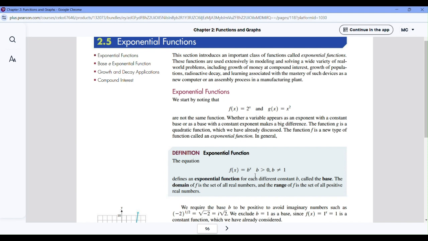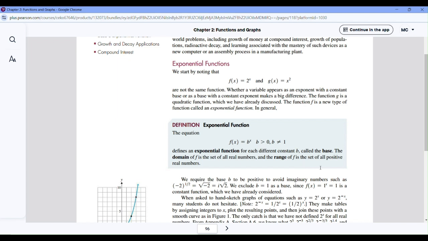So f of x is equal to b to the x, where b is greater than 0, and it cannot be equal to 1, because if it was just 1, it would be itself. That is your exponential function. The b is called the base. The domain of this is all real numbers, and the range of it is all positive numbers.